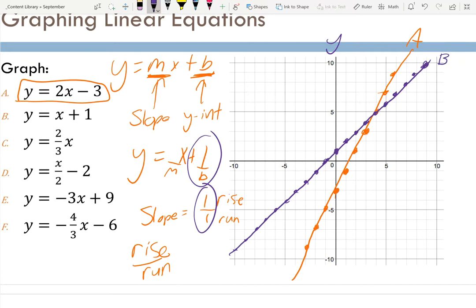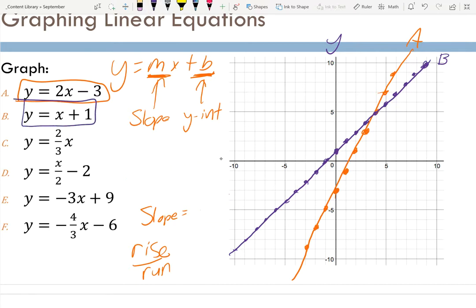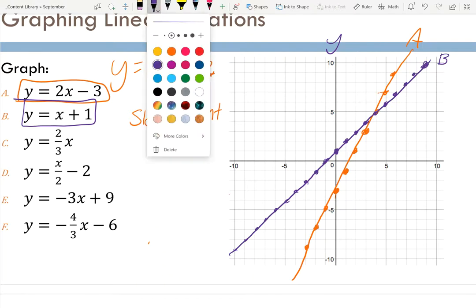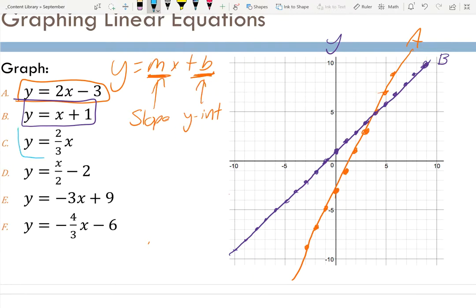C, let's pick a different color. Let's see here. C, let's pick blue. C is just y equals 2/3 x. Now the 2/3 is next to x. That's our m value. That's our slope value. But there is no plus b here. There's plus nothing, right? So there is no b value. But as you just see, I kind of wrote the b value. I'm adding nothing. So that means that my b value is at 0.